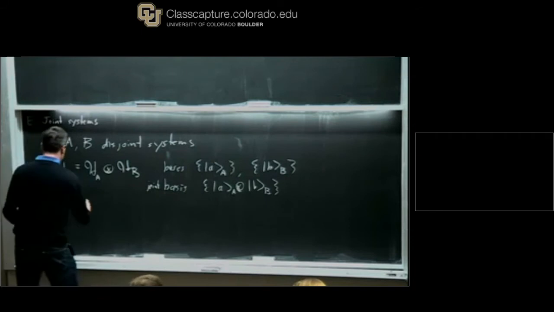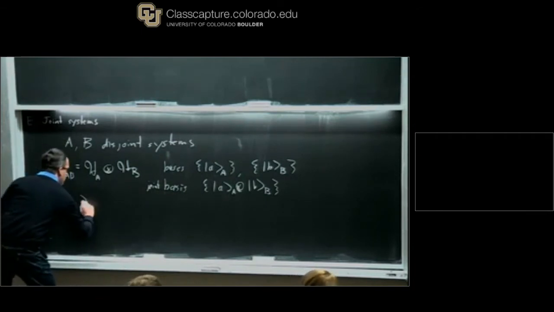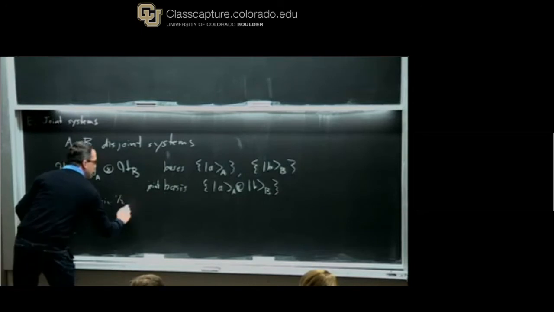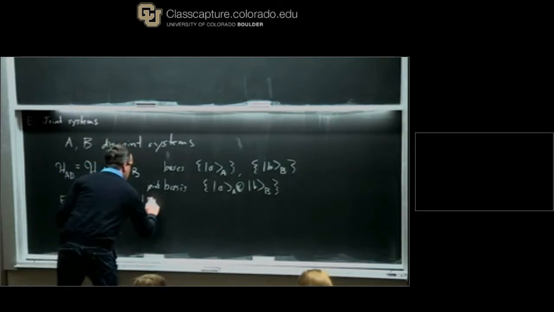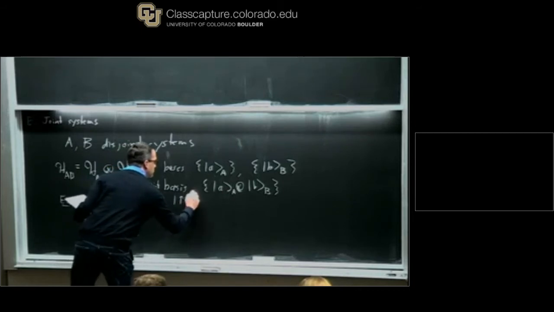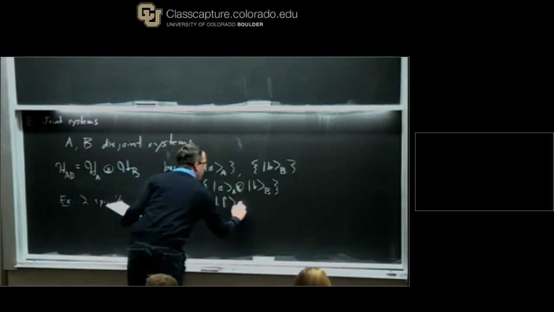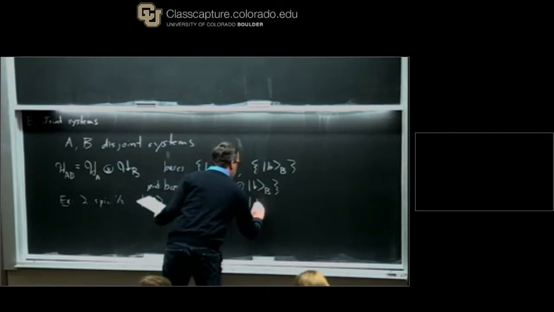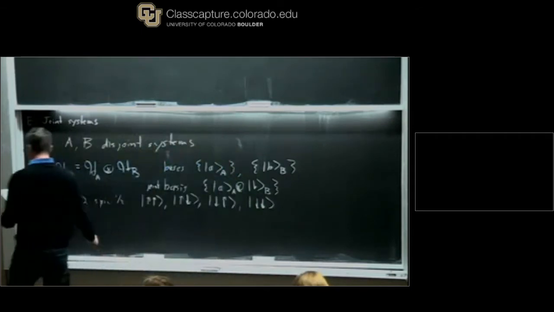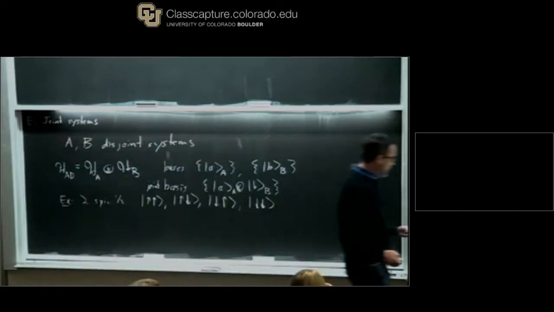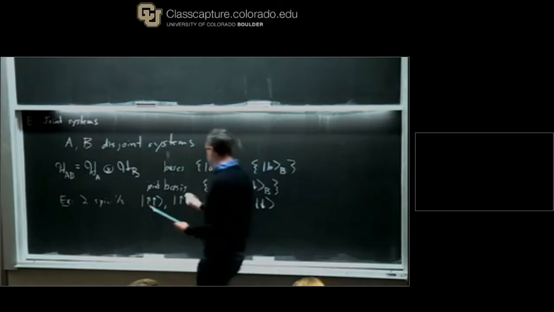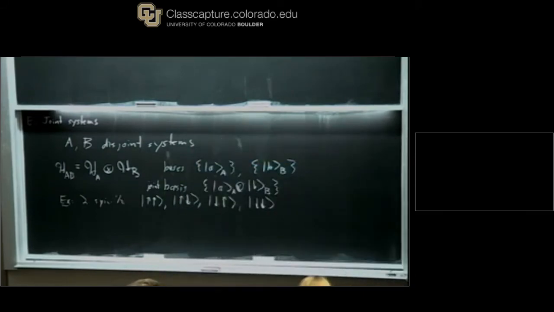So for example, two spin halves, we will get all of these four states, and we can obviously take arbitrary linear combinations of them. And the point is that when you take some linear combination of these four basis states, sometimes you'll get some pure states in the joint Hilbert space that factorize.